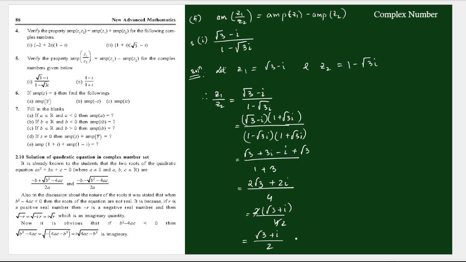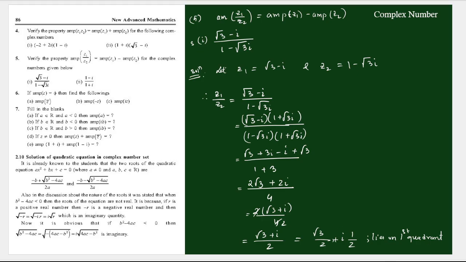Now if we write it into ordered pair, then √3 by 2 plus i 1 by 2. अभी ये क्या है, दोनों पॉजिटिव है, right, both are positive, so where will they lie, in which quadrant will they lie? It lies on first quadrant.